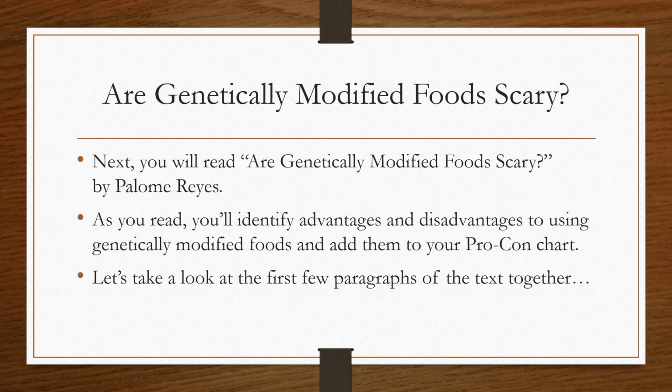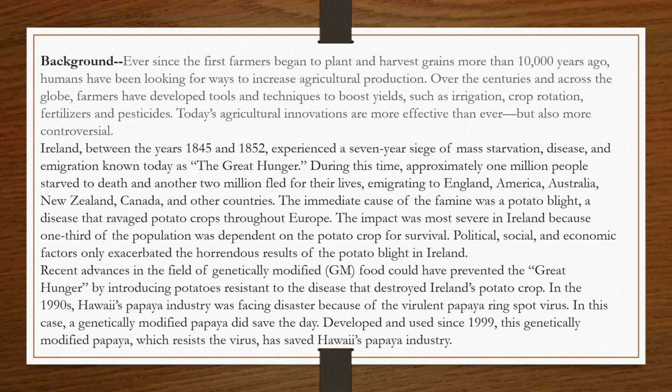Next, you will read, "Are genetically modified foods scary?" As you read, you'll identify advantages and disadvantages to using genetically modified foods and add them to your pro-con chart. Let's take a look at the first few paragraphs of the text together. So as I read these paragraphs aloud, you'll read along on your own text and annotate.